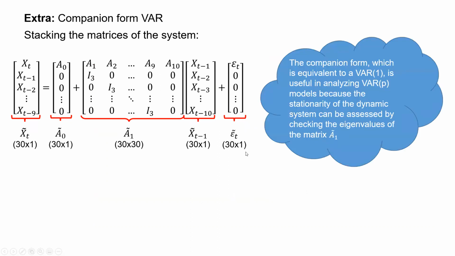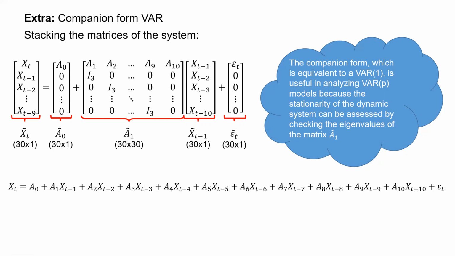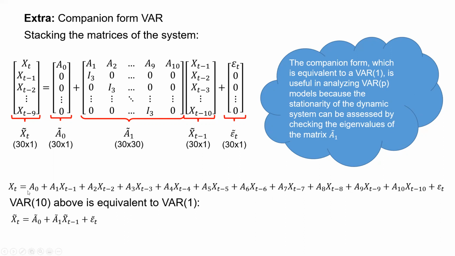Now the usefulness of this VAR in companion form is that this equation has all the information that the VAR(10) model has, right? So everything is in there. We have not missed any information, but it's a much simpler model. And when we calculate the eigenvalues of this matrix A1 tilde, we can assess if the system is stable or not. So it's just a little bit extra. Okay, so this VAR(10) model is equivalent to this VAR(1) companion form model.